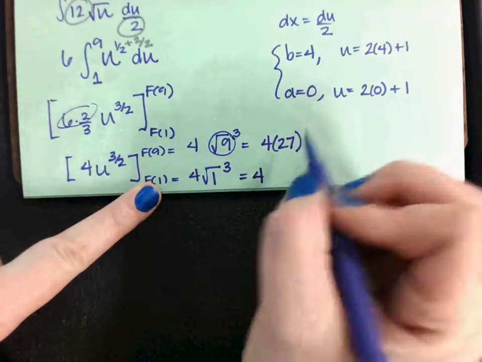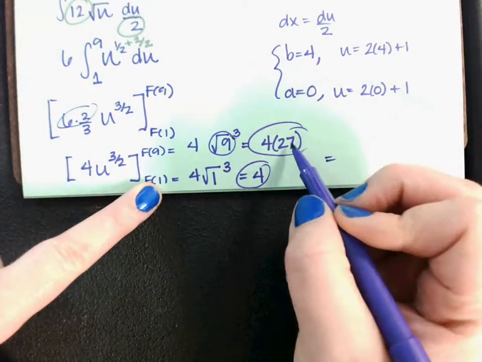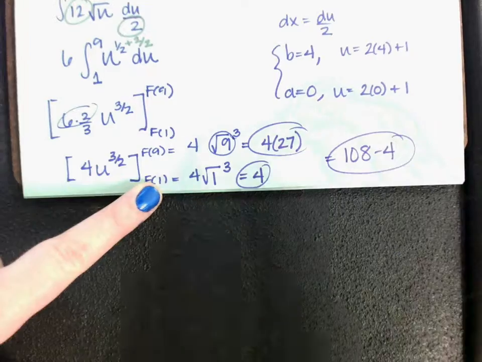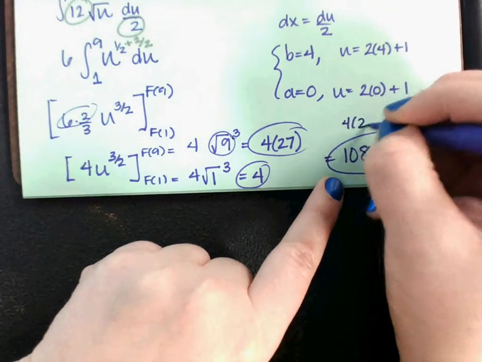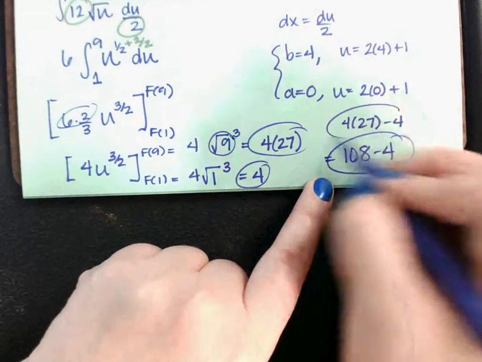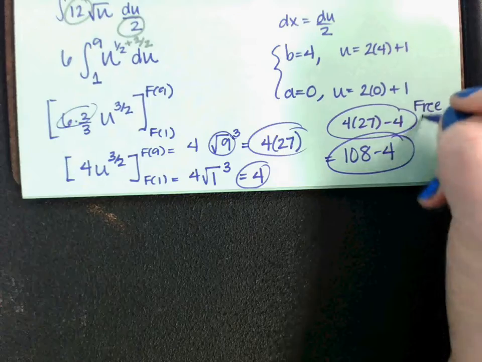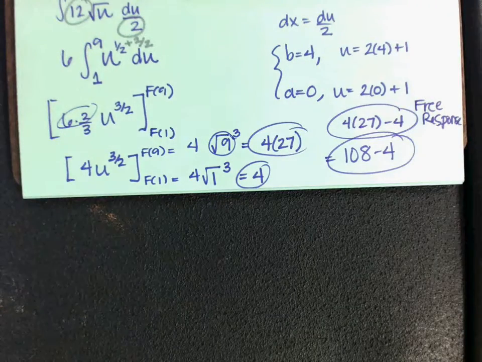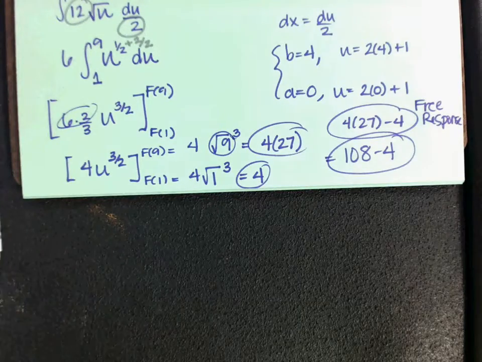Then from there, what do I do with these two numbers? Subtract. So that'd be 54 times 2 is 108 minus 4. Okay, but if it was free response, could you leave it like this? Yes. Okay, it doesn't matter. If it's a free response, okay, that's good enough. Doesn't really matter. Okay? Alright, next one.